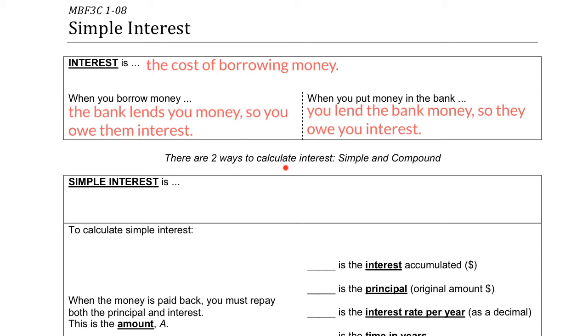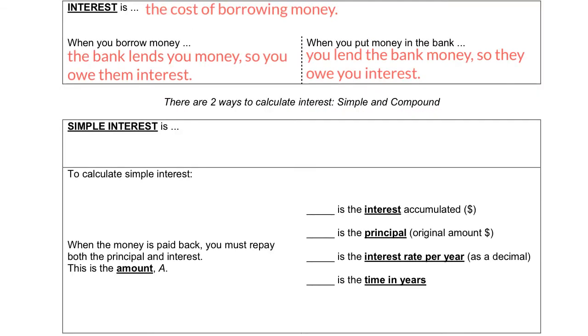Now, there's two ways to calculate interest. There's simple interest and compound interest. We're going to leave compound interest for Spiral 2. This is probably the more common way that banks use to calculate interest, but it's more complicated than simple interest. So we're going to start with basics. We're just going to start with simple interest for this lesson and Spiral 1. But just keep in mind there is a different kind of interest calculation that we will look at at a later date. So let's talk about simple interest.